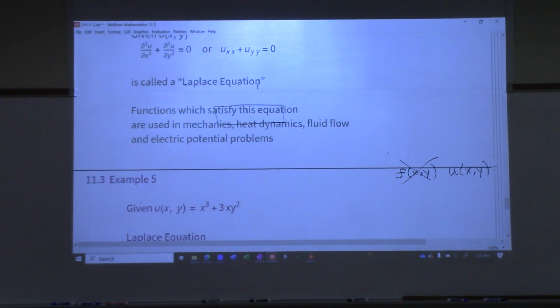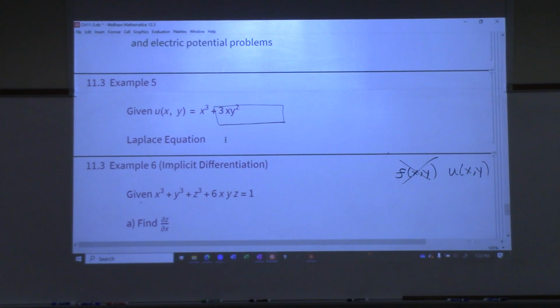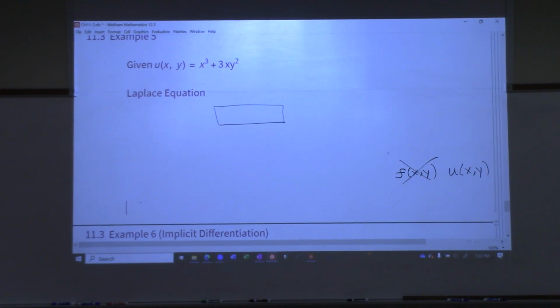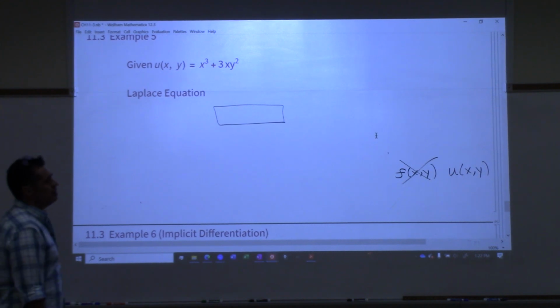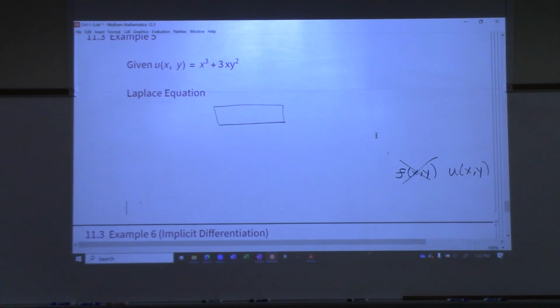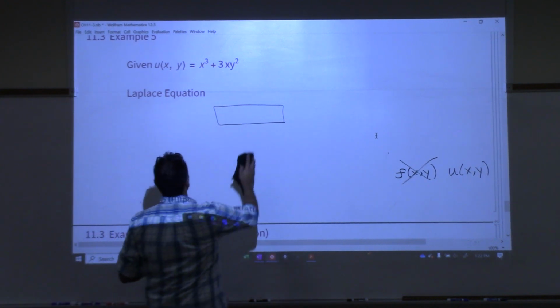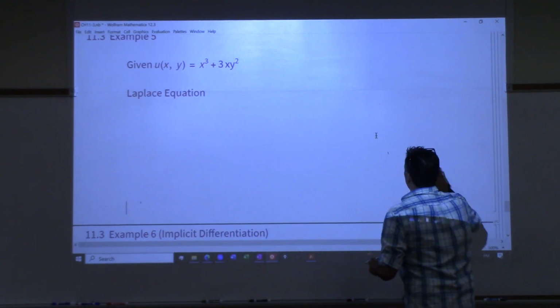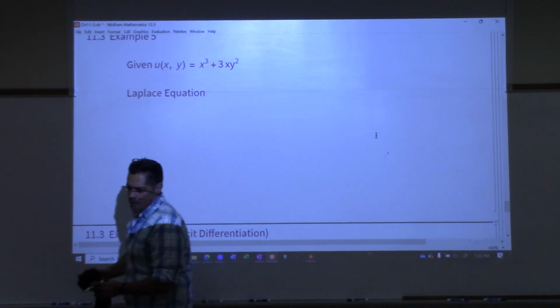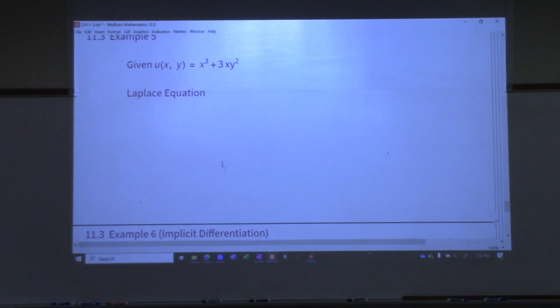So now what I'm going to do is give you a function, and I'm going to ask you whether or not this function satisfies the Laplace equation. Does this satisfy it or not? I accidentally left it off here. I'll type it back in. Does this satisfy the Laplace equation?